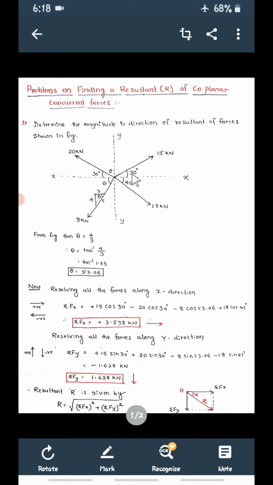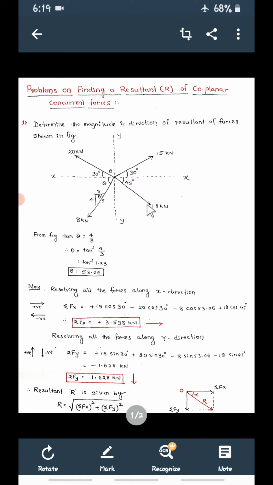Now we have to see the angle made by that 15 kilonewton force. If this angle is given as 30 degrees, then its horizontal component, when you make it horizontal, becomes 15 cos 30, and when you make it vertical, it becomes 15 sin 30. Same angle, but for horizontal it is cos 30 and for vertical it is sin 30. That you have to remember, important.